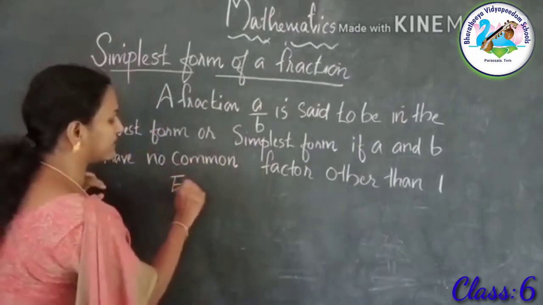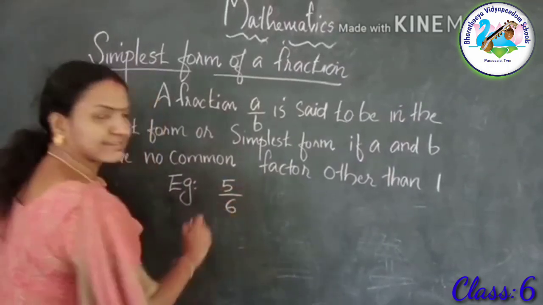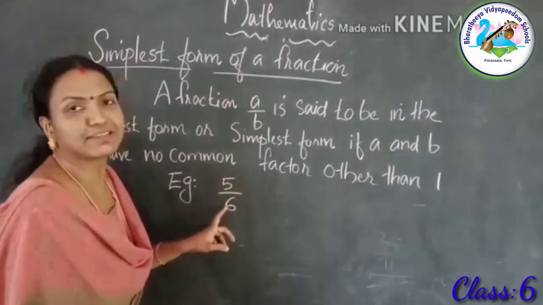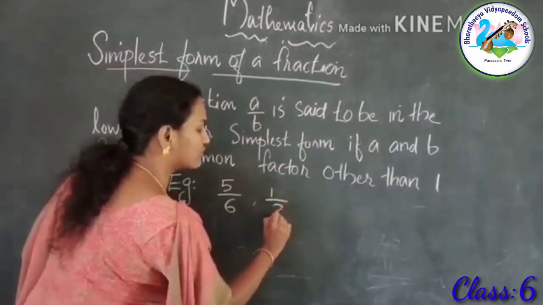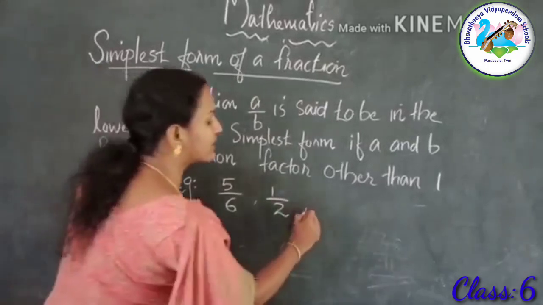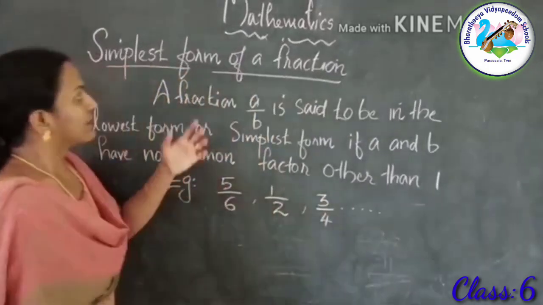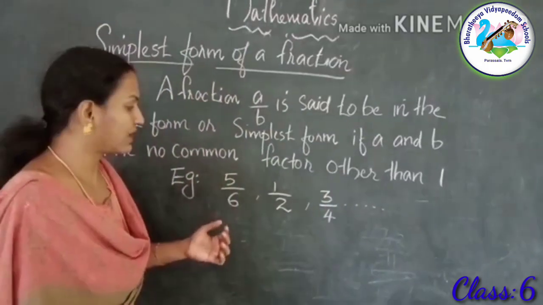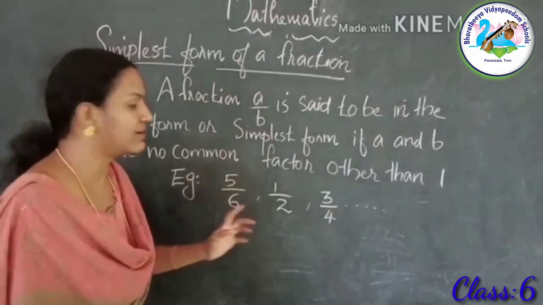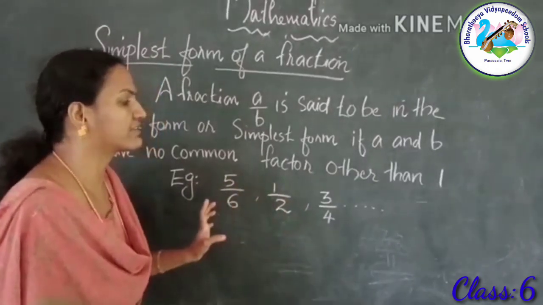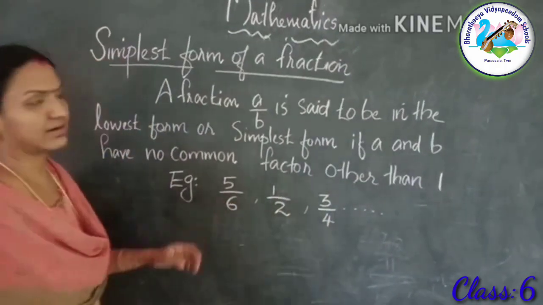For example, 5 by 6. 5 by 6 has no common factors other than 1. Or 1 by 2. Or 3 by 4. These are examples of the simplest form of a fraction. Here 5 and 6 have no common factor other than 1. 1 and 2 have no common factors other than 1. 3 and 4 have no common factor other than 1.